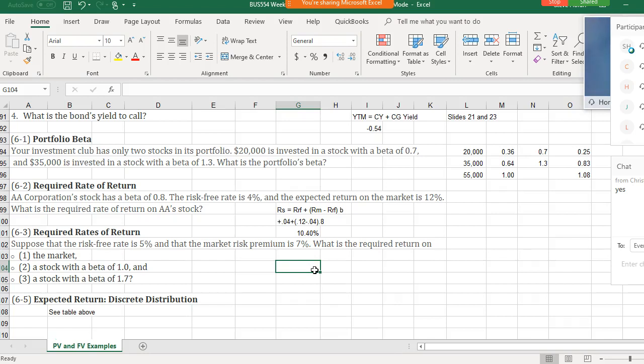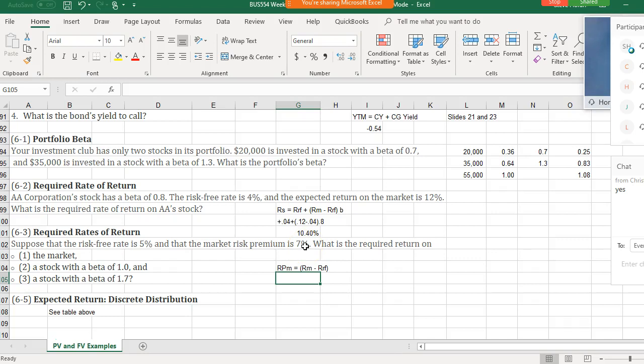So what I call RP sub M, that's the market risk premium, and that equals the return on the market minus the risk-free return, R sub RF. So RM minus RF is called the market risk premium. In this question, they just said the risk premium is 7. So basically, RM minus RF equals 7 is what they're telling me.